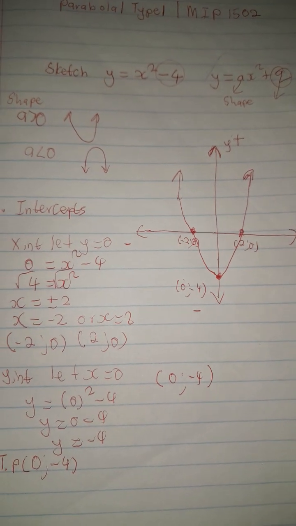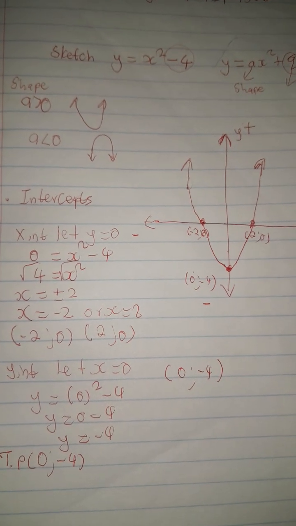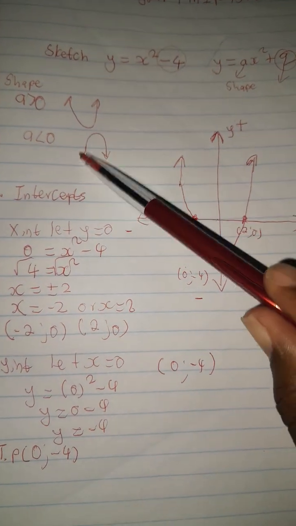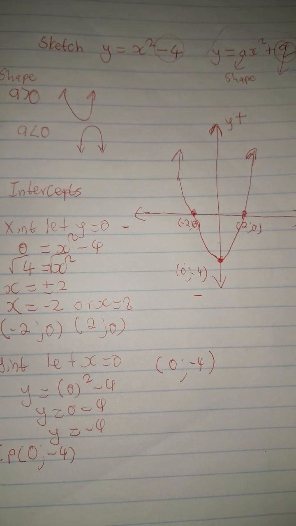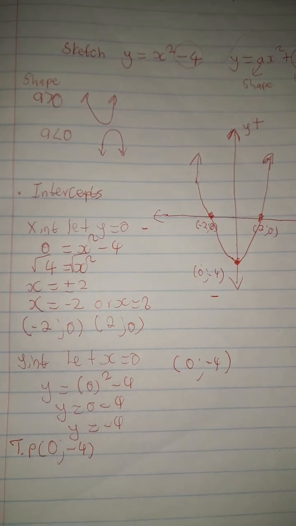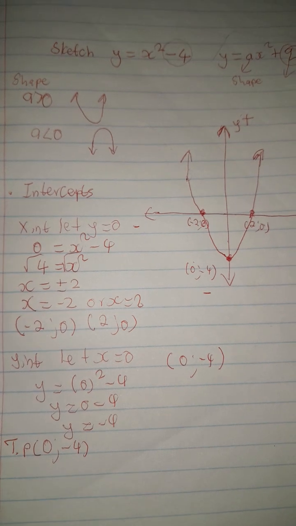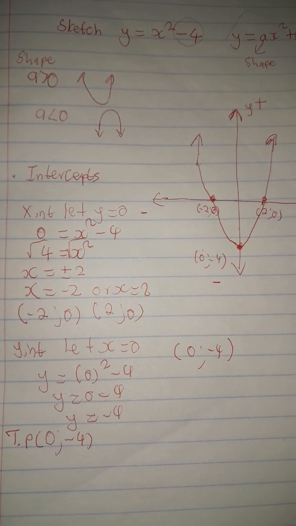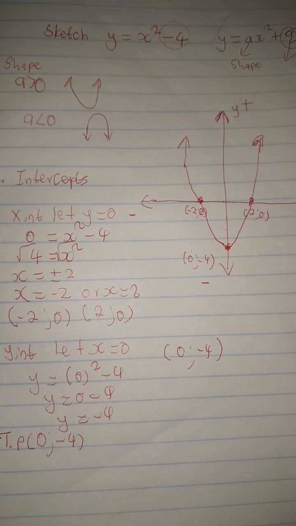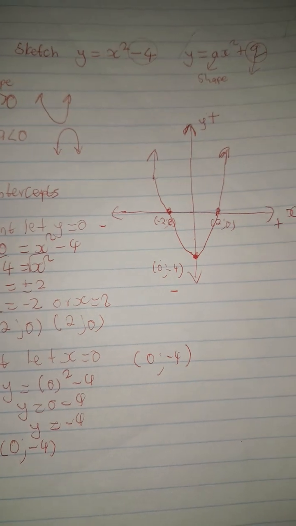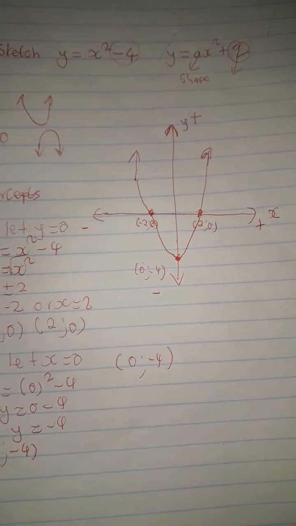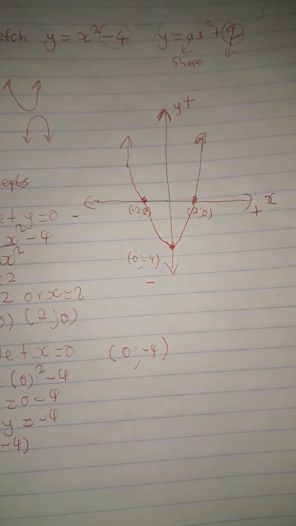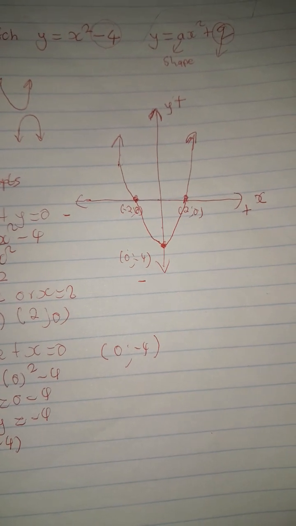And guys, remember, let's summarize this video. First you look at the shape, the effect of a. If a is less than 0, then the graph will be a sad face. But if a is greater than 0, the graph will be a happy face. Secondly, you look at the intercepts. For the x-intercept, let y be 0, then you solve for x. But for the y-intercept, you let x be 0, then you solve for y. This is how you graph a parabola. In our previous video, we showed you how to graph a linear function, or a straight line graph.